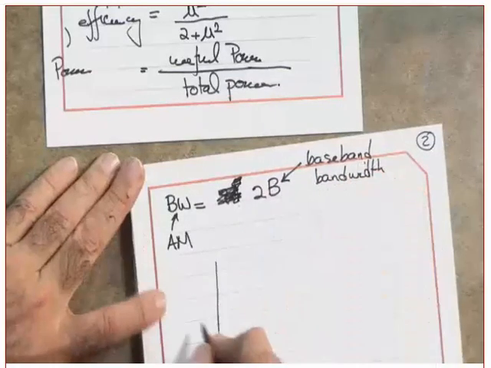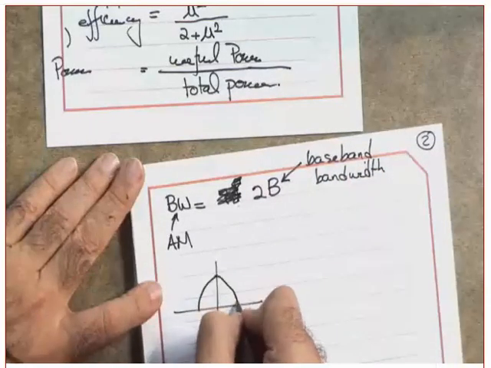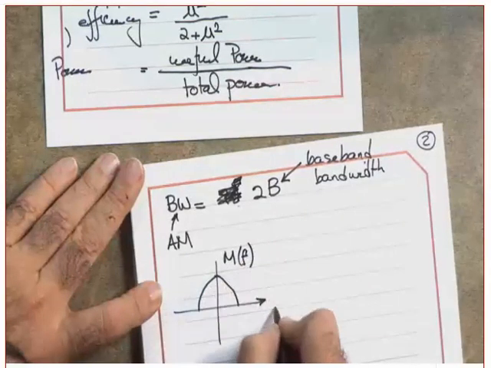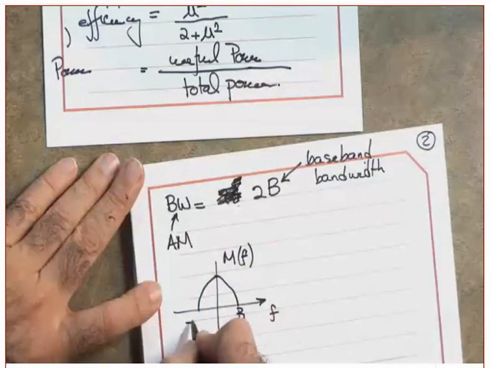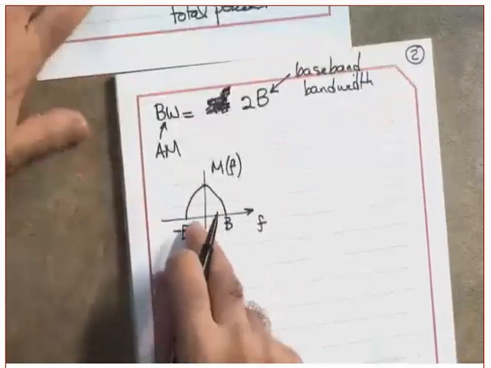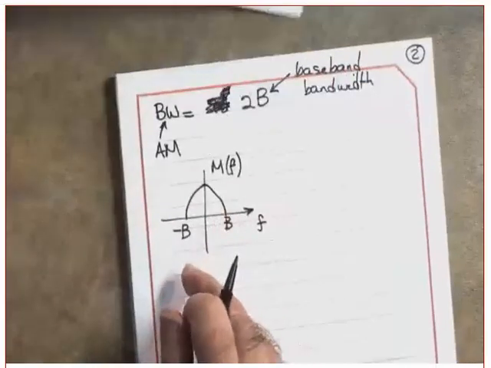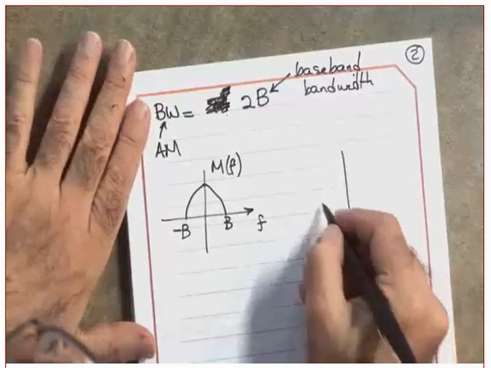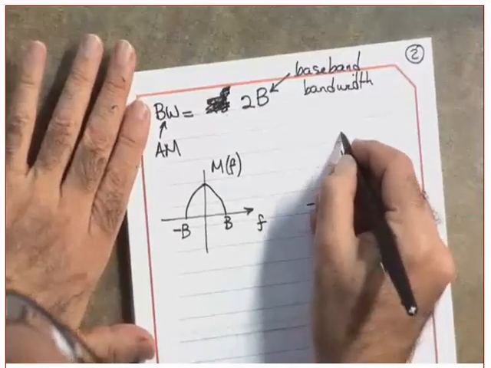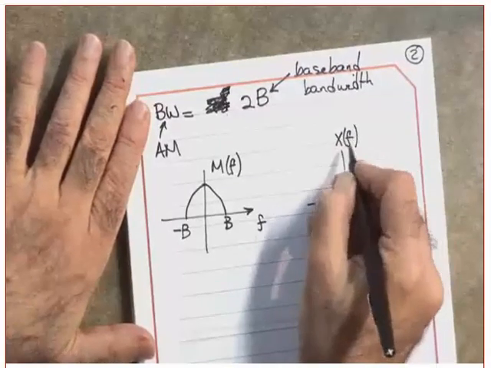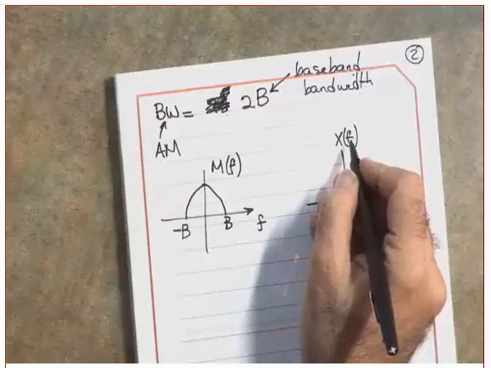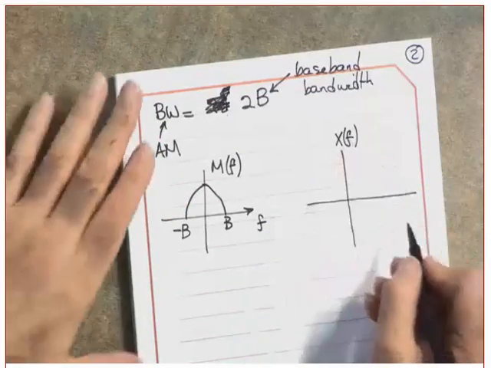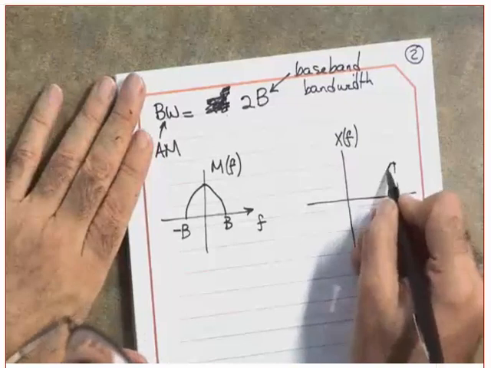Remember, if this is the spectrum of the baseband, this is M of F, this is F, B and minus B. What am I sketching? This is the spectrum of the baseband signal. What does X of F look like? X of F is the spectrum of the modulated carrier, which is the output of the modulator. What will it be?